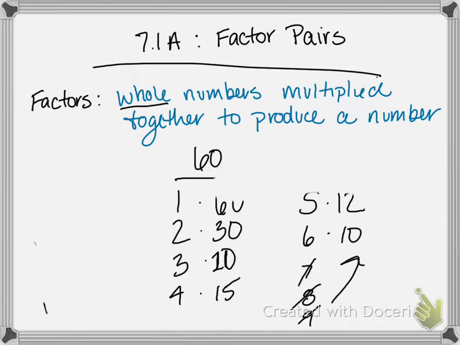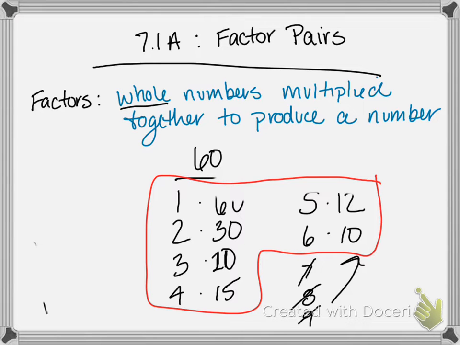Whoopsie, didn't mean to erase. So sorry, everyone. Okay, but these are my factor pairs right here. Okay, so you're only going to write whole numbers that multiply together to give you that number. And that's it, my friends.